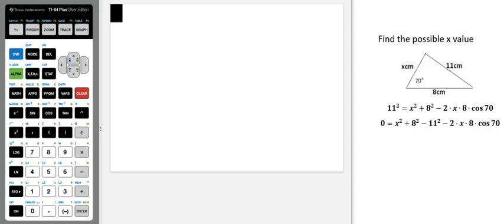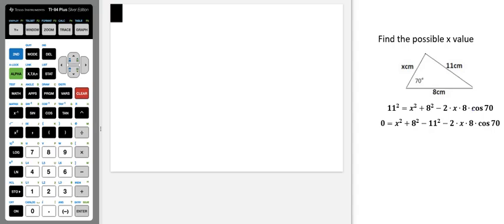Today, I will show you how to use a graphing calculator to find the possible x value. We already know that for this triangle, we use the cosine law to figure out this x. We got 11 squared equals x squared plus a squared minus 2 times x times a times cosine 70.